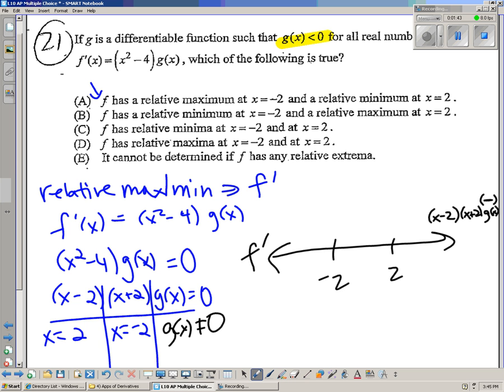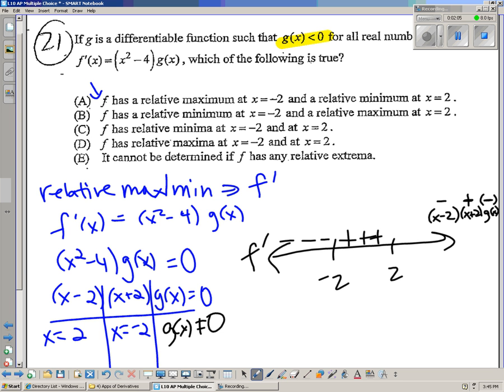So I'll plug in a number to the left of negative 2, say negative 3. Negative 3 minus 2 is negative. Negative 3 plus 2 is negative. A negative times a negative times a negative is a negative. 0. 0 minus 2 still negative. 0 plus 2 positive. And g of x is always negative. So now we have negative times negative, which is positive.